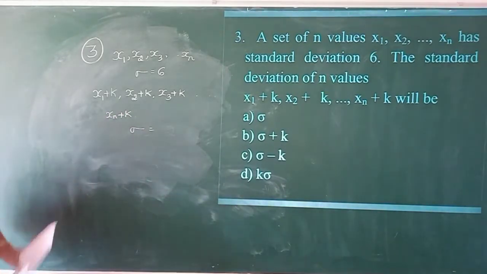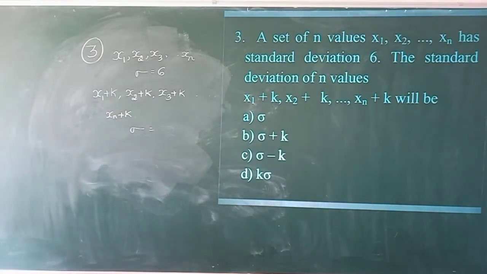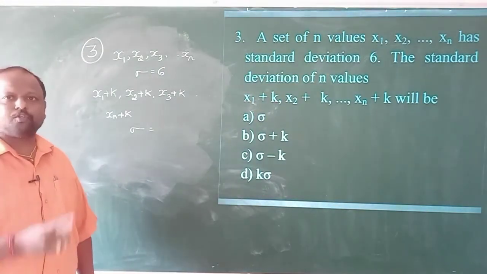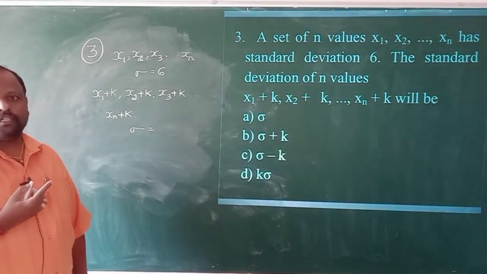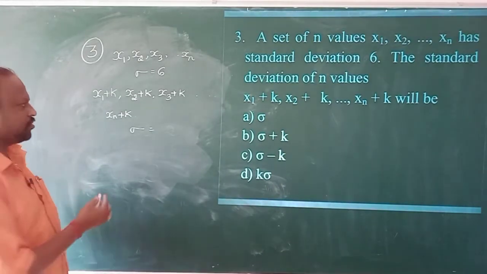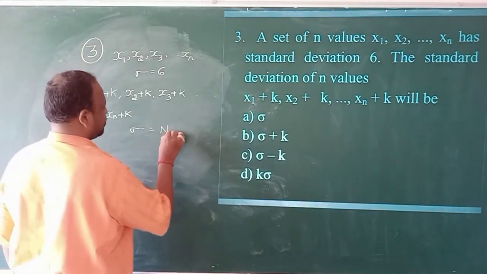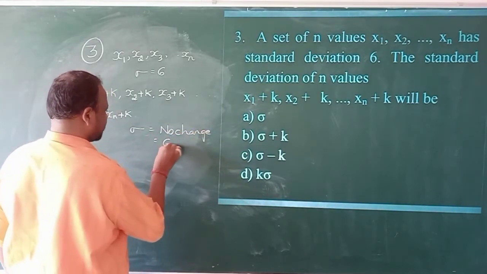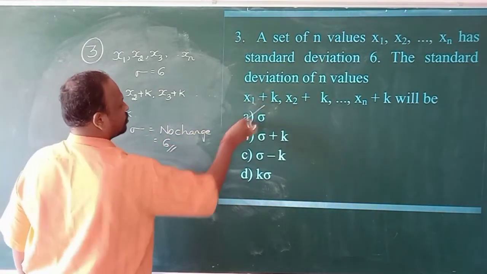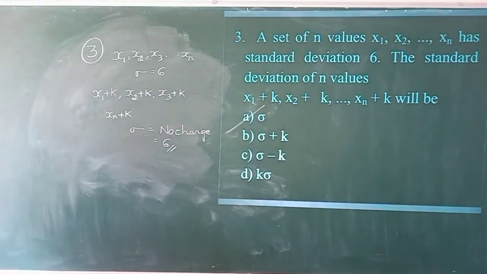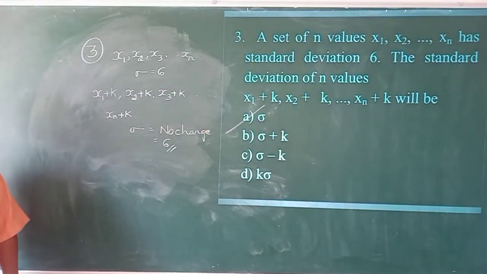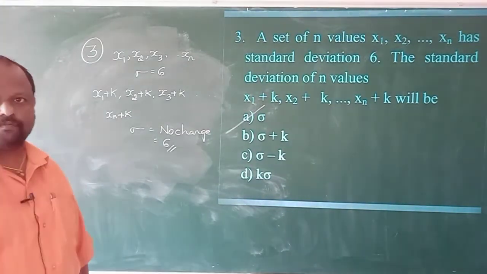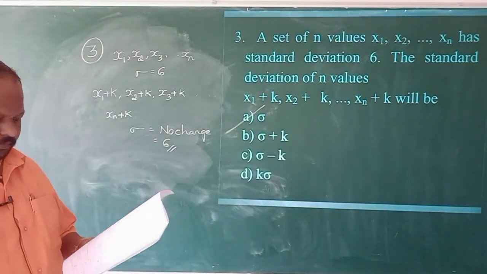You can observe here, the standard deviation of some data is given. If you add a constant term to each observation, the standard deviation will not change. No change in standard deviation. That will be 6 only. Option A is the answer. Standard deviation will not change if you add a constant to every observation. Clear?